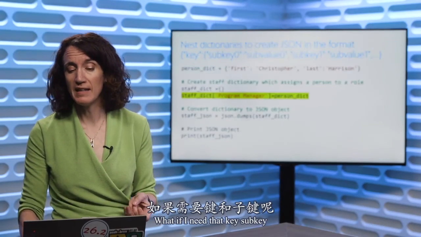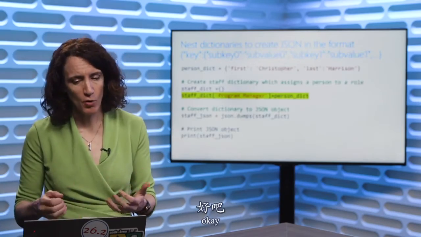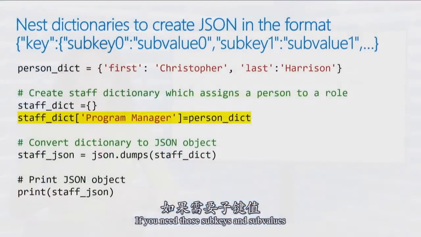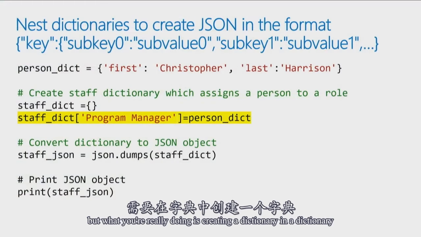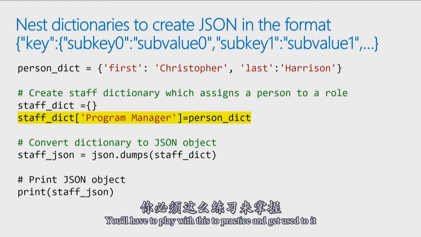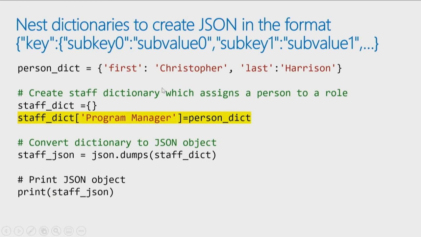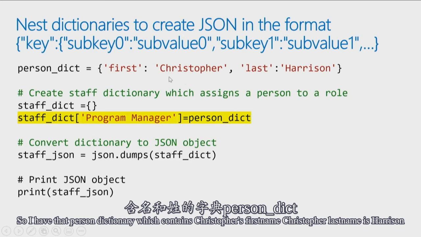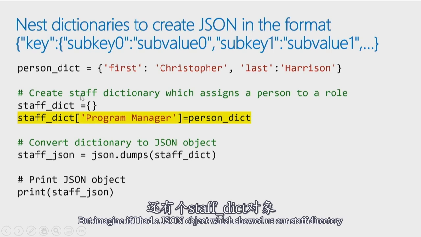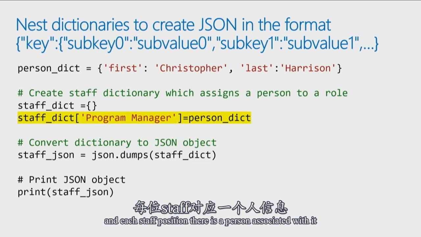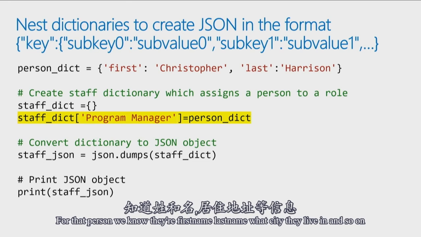What if I need that key subkey? Okay, if you need those subkeys and subvalues, it's a little more complicated, but what you're really doing is creating a dictionary in a dictionary, if that makes sense. You'll have to play with this to practice it and get used to it. So I have that person dictionary, which contains Christopher's first name is Christopher, last name is Harrison, just like I did before. But imagine if I had a JSON object that showed us our staff directory. And each staff position, there's a person associated with it. And for that person, we know their first name, their last name, what city they live in, and so on.